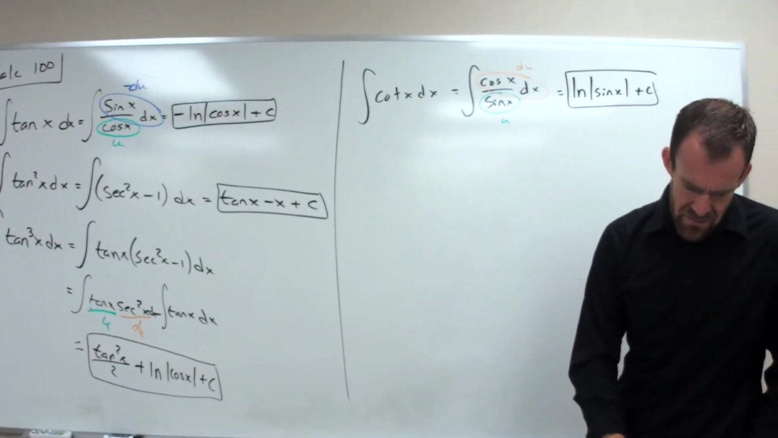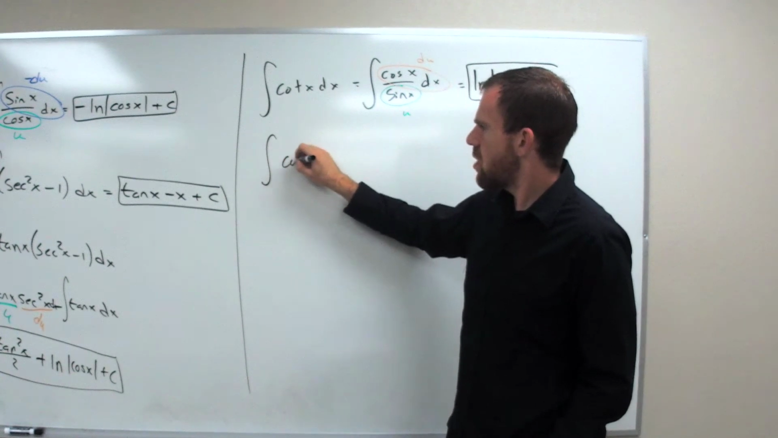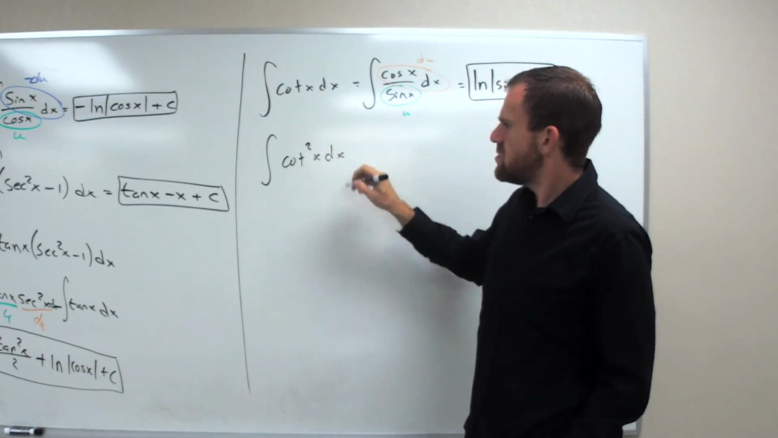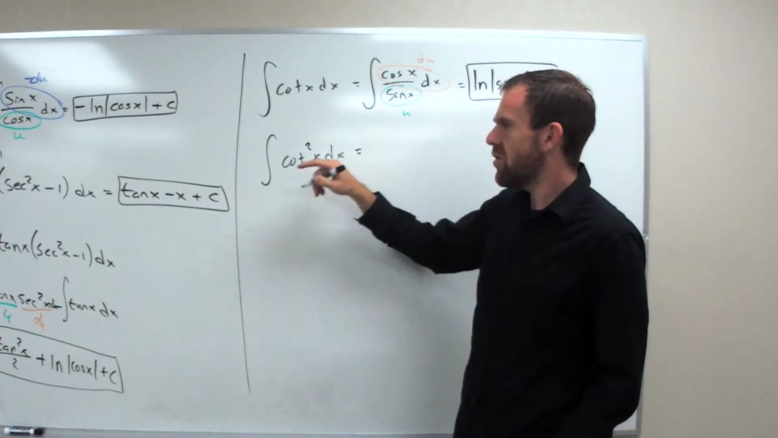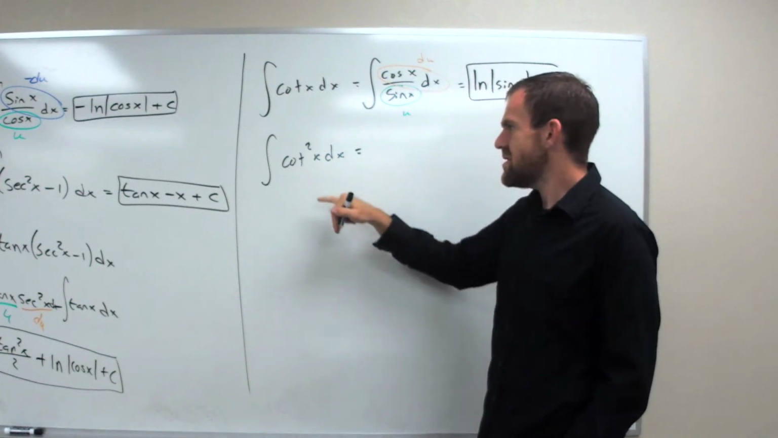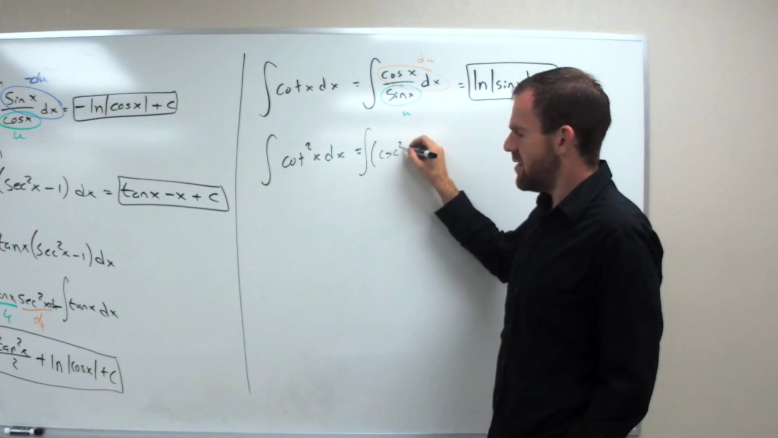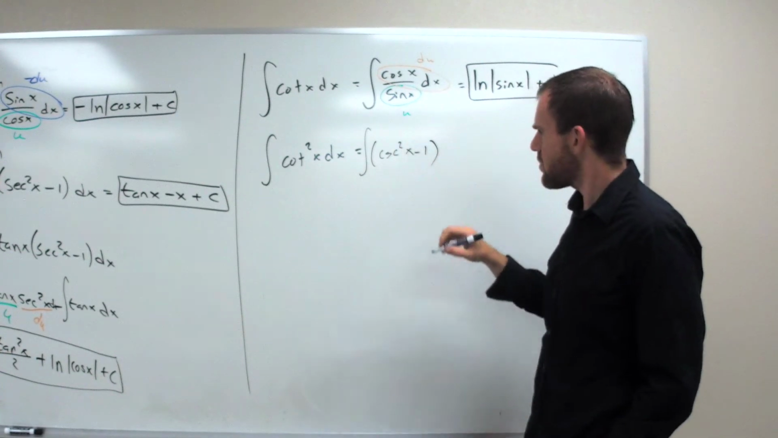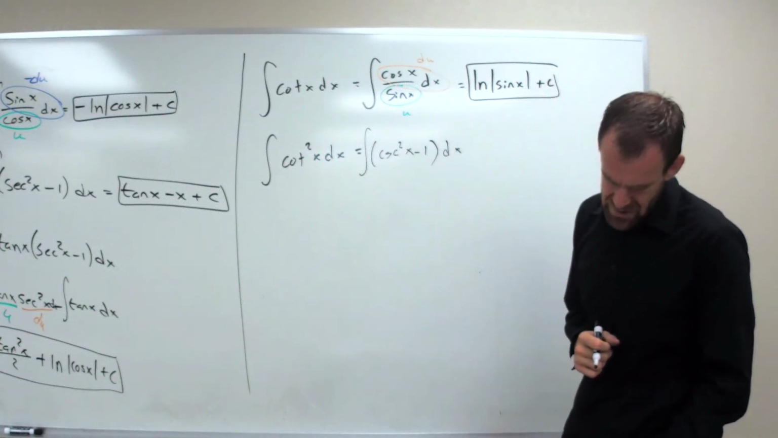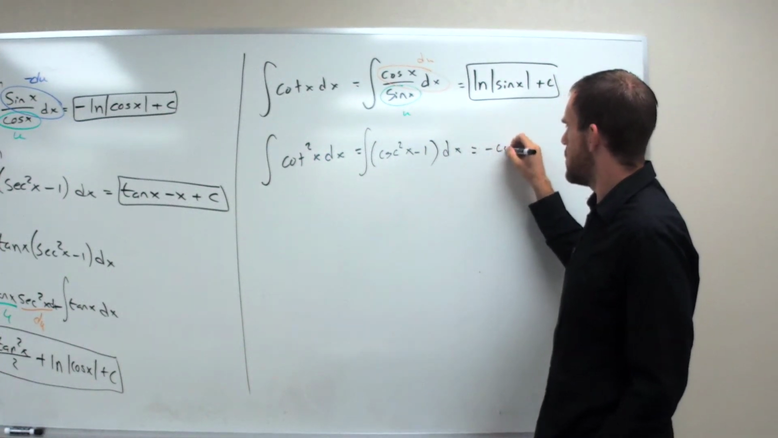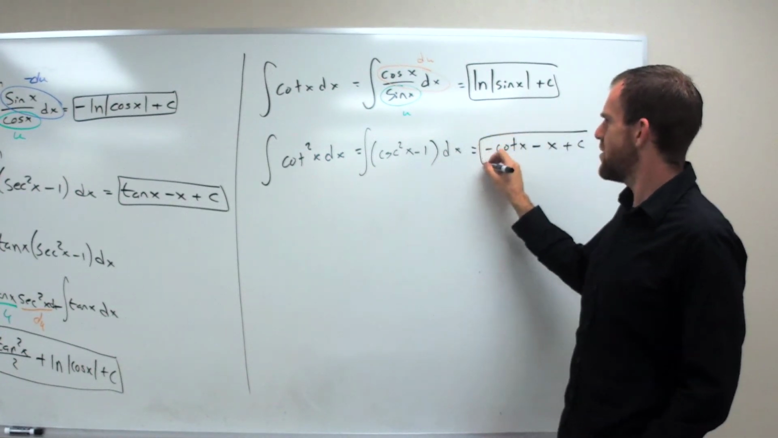Not bad. Now let's do a higher power of cotangent. So we have cotangent squared of x. We're going to apply the same thing as we did before, our Pythagorean identity, but this time cotangent squared is cosecant squared minus 1. So what's the integral of cosecant squared? Well, that is negative cotangent. What's the integral of 1? It's x. Don't forget your plus c.